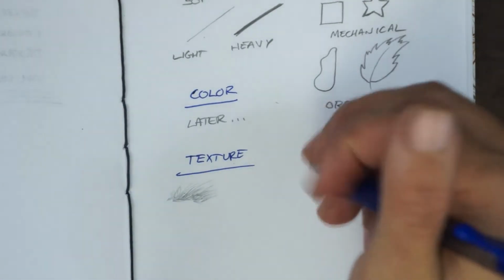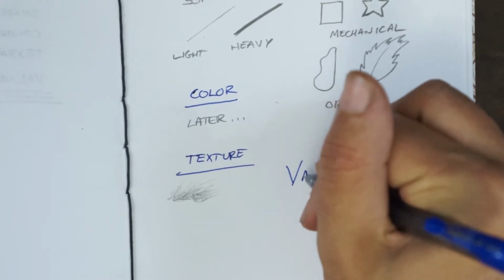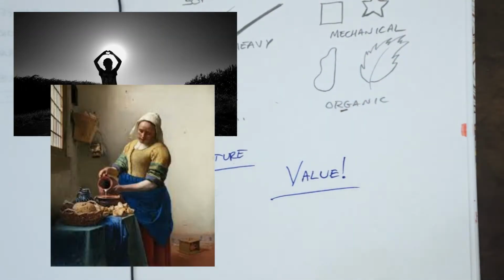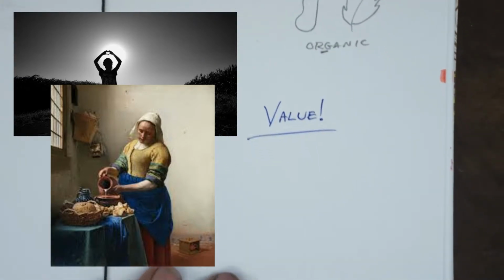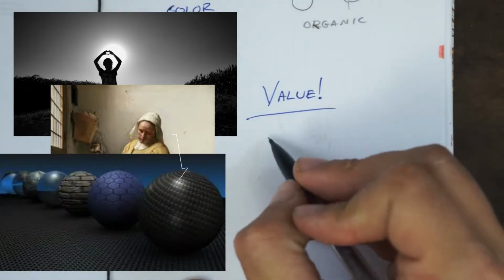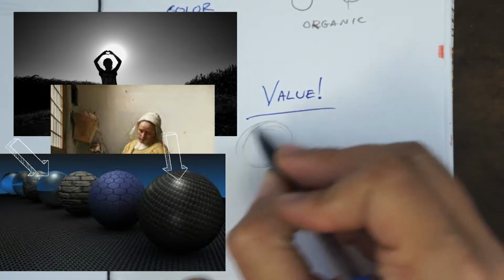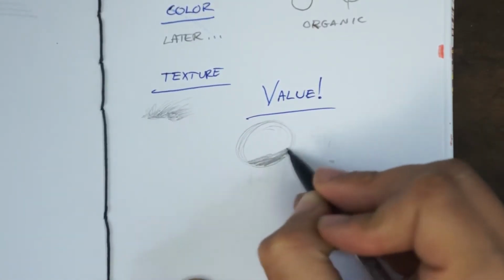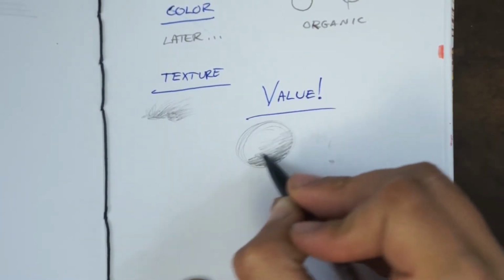Now we're on to value. The value of a piece of art can convey emotion. The value of your shadows can add depth and contrast to your local colors. And the value of your highlights can make any piece really come alive. Without it, your art has no value. Get it? That's a pun.